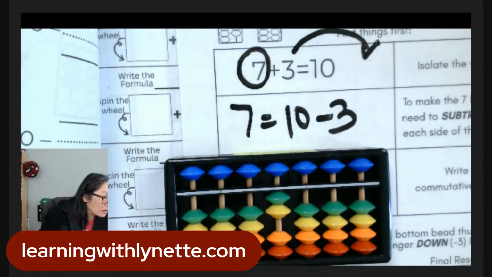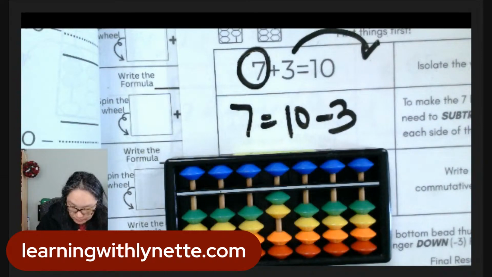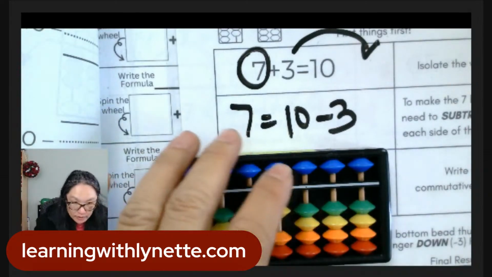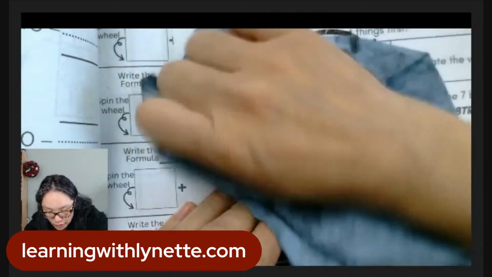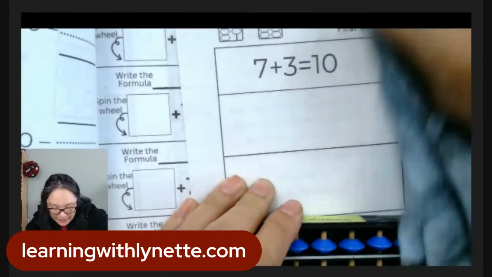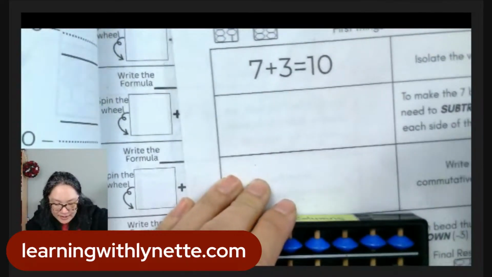Okay, so then the question is how do we know when to use the 10? Well, when we don't have enough beads. When you don't have enough beads to add, that's when you need to use formulas.